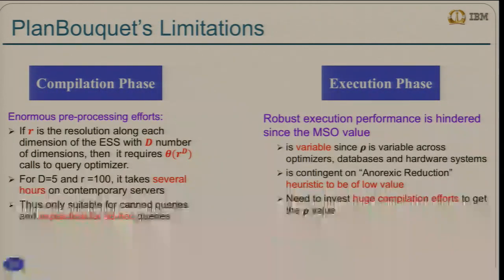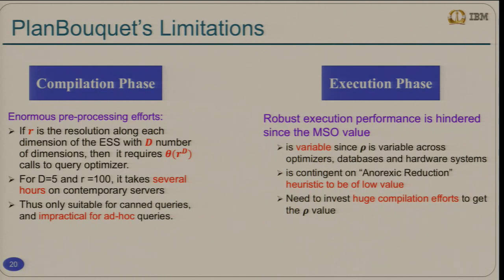but the biggest drawback it had was that if you had a grid with d predicates, and you want some granularity, let's say a resolution of r points between 0 to 1, then it actually required r to the d calls to the query optimizer. Okay. So that's why they could do, and even in our first work we could do, experiments only up to d equal to 5, because beyond that just the compilation phase was taking too long. Okay. So this is one problem.